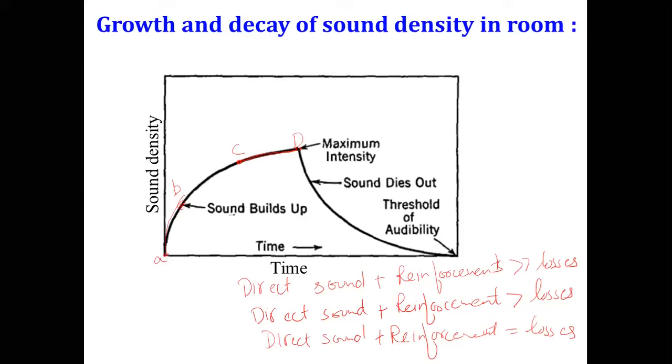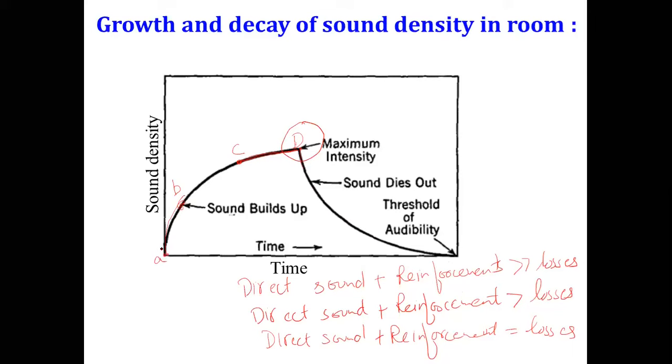That is why, when at point D the speaker has stopped speaking, after that the intensity of your sound will start to fall. And there will be a point that would be a threshold of audibility. That means the sound will become inaudible to humans. The intensity of your sound will become so low that we will not be able to hear it. So this is how your sound density in a room is going to change as a function of time.